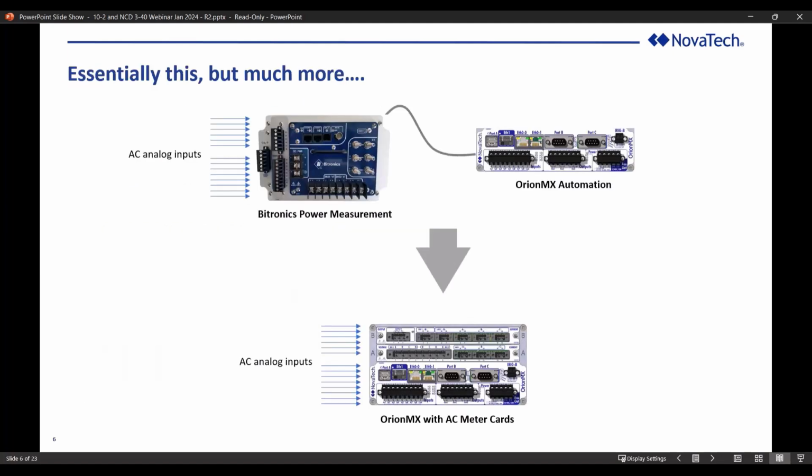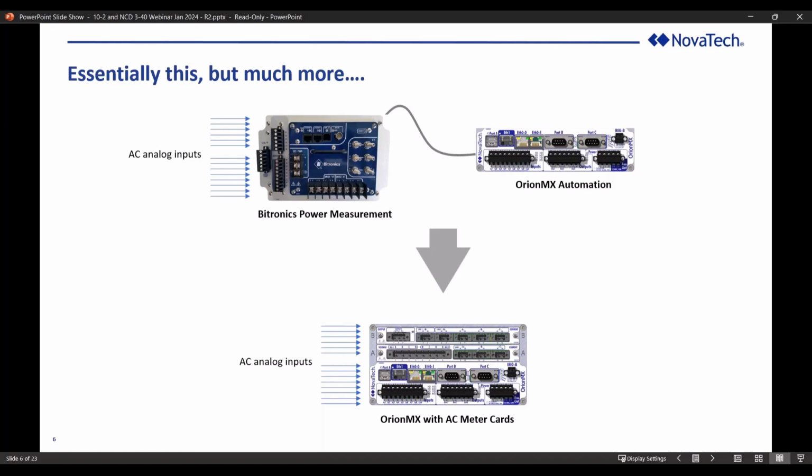This is an integration, as I mentioned before, of the Bitronics power measurement, which is an instrument that has AC analog inputs, and the OrionMX. So now those AC analog inputs go directly into these meter cards, integrating them with the MX so that those values are directly available.